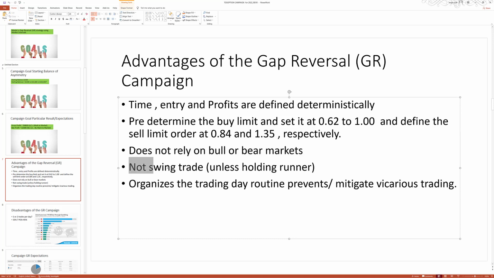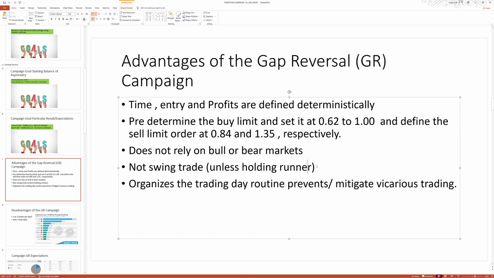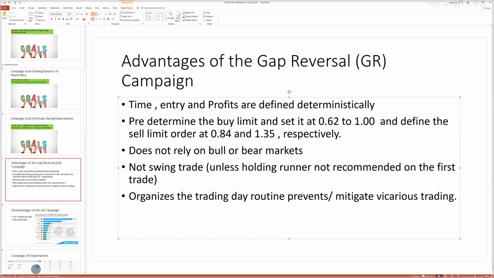And then, you don't have to swing, but when you do, you can hold runners when you have additional profits, but it's not recommended on the first trade when the balance is at 1,500, because there are going to be a lot of opportunities for that, and you want to try to grow your account to double it so that you can use some of the profits to take some other different types of risk.